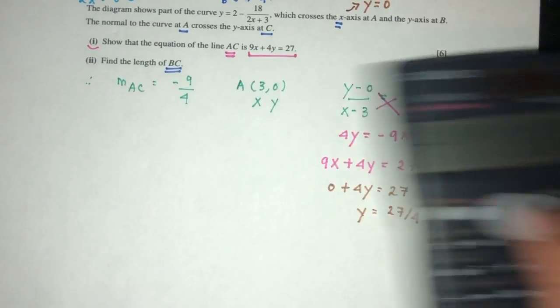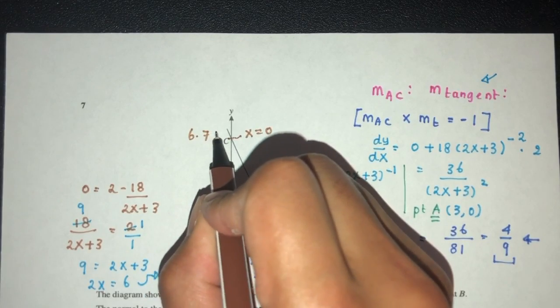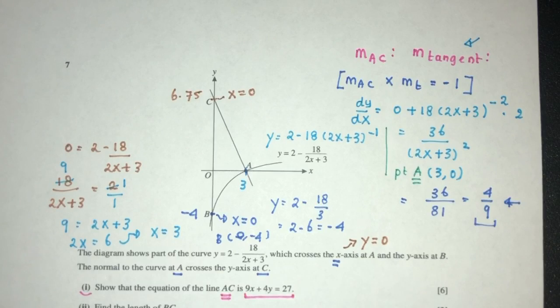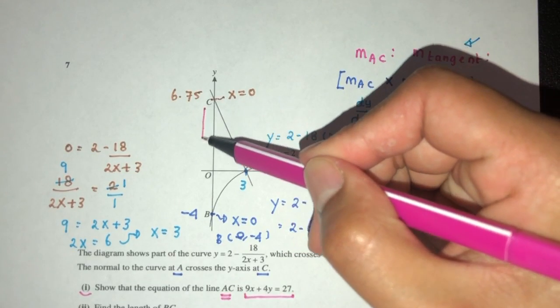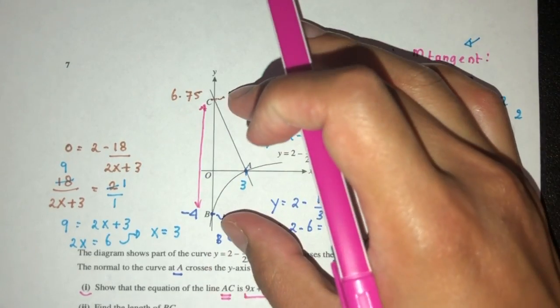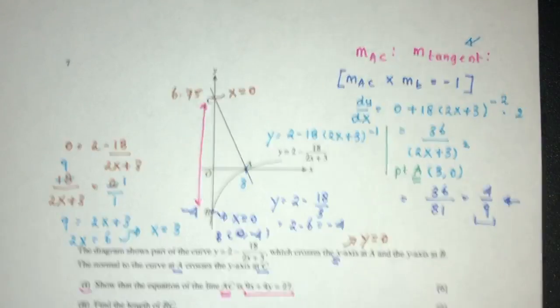6.75. Right, so the value here is 6.75. So what is the length of BC? You can use the formula, it is up to you. You can look here, you can observe. What is this distance? It is a vertical distance. It will be this minus this, should be what?